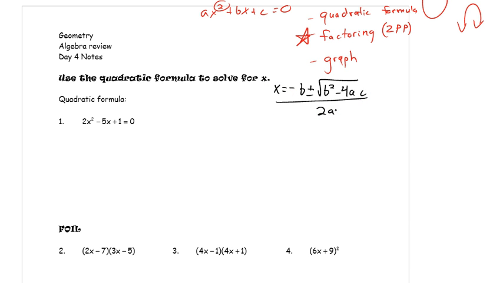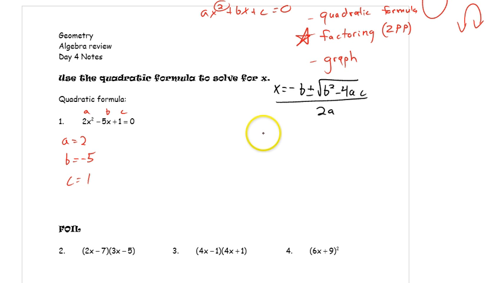There's a lot of stuff going on. You have to be very good with substituting or evaluating, like we did in the first day's notes, with these numbers. I already have it in the right order. It's already a, it's already b, this is already c. So a is 2, b is -5, c is 1. So what we're going to do is plug all those numbers in and see what we get.